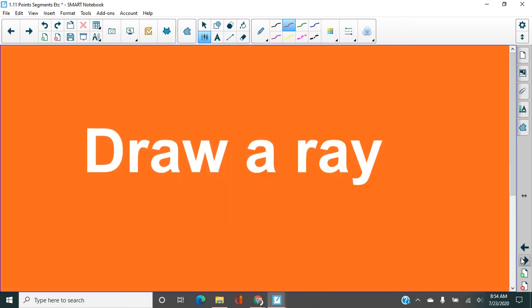Draw a ray. A ray should have a starting point. We'll call this point Y. Mine is going to go through point Z and then keep going in one direction, right? Y in my case is the starting point, and you should have one arrow on your ray.